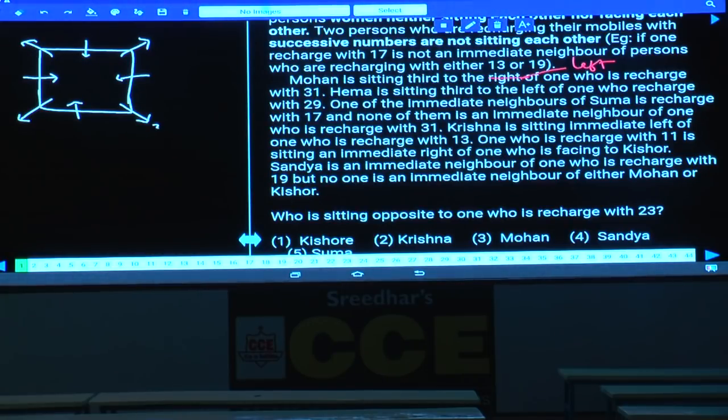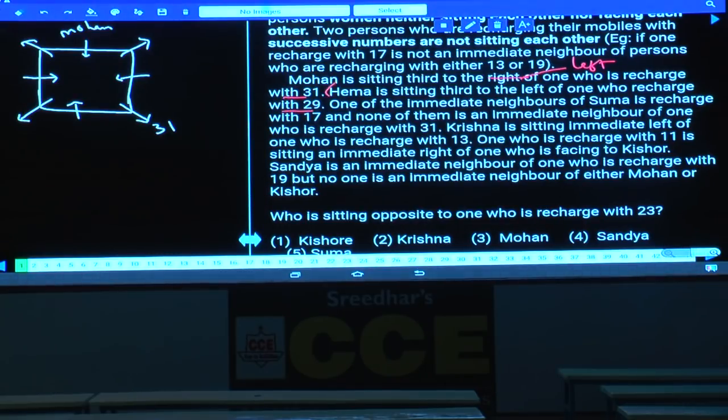Now let us take this person is 31. If this person is 31, now this Mohan is at this place, isn't it? If Mohan is here, Mohan is seated third to the left of the one who recharged with 31. Hema is seated third to the left of the one who recharged with 29. We can take this information afterwards.